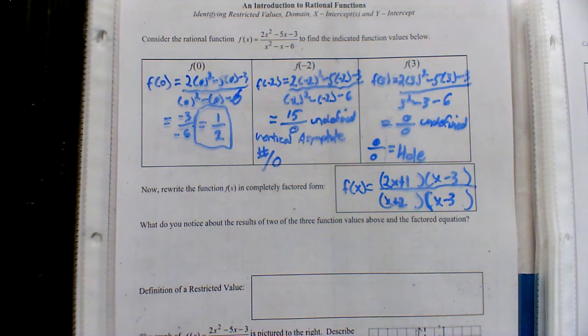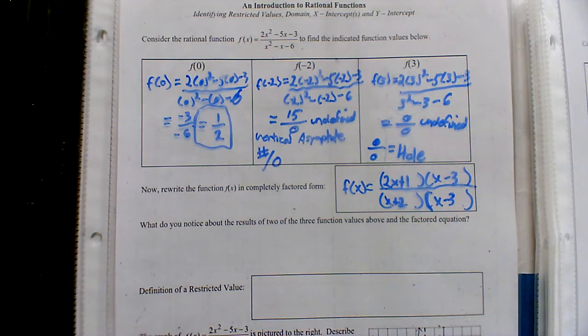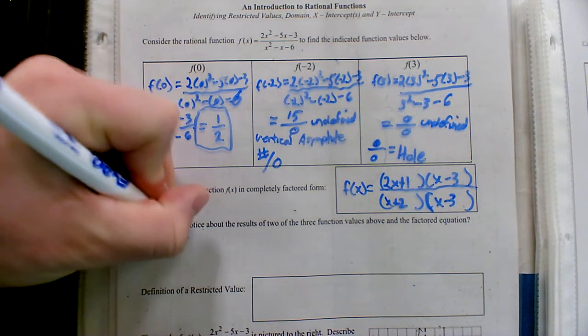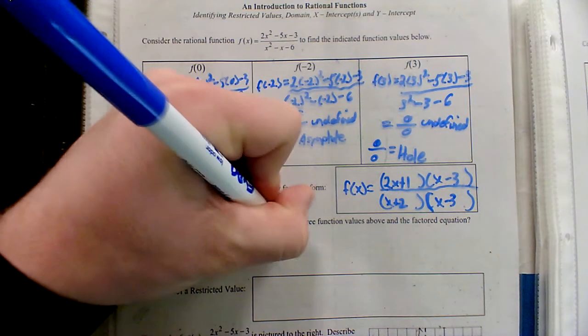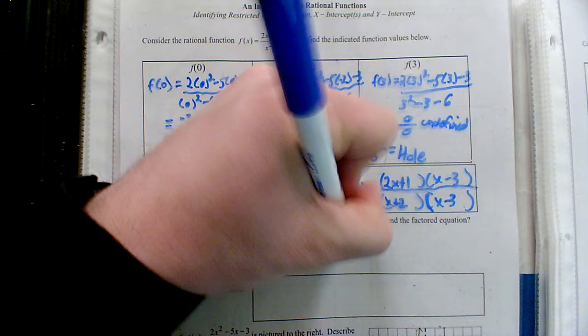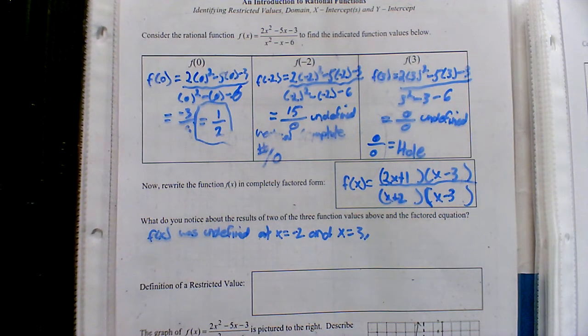And I think it really just builds upon the idea that we talked about yesterday. So, maybe think, what do these values do to this factored form on the bottom? Those values make the denominator 0. Yeah, that's what I'm looking for. It makes the denominator equal to 0. So f of x was undefined at x equals negative 2 and x equals 3. And these values make the denominator equal to 0.